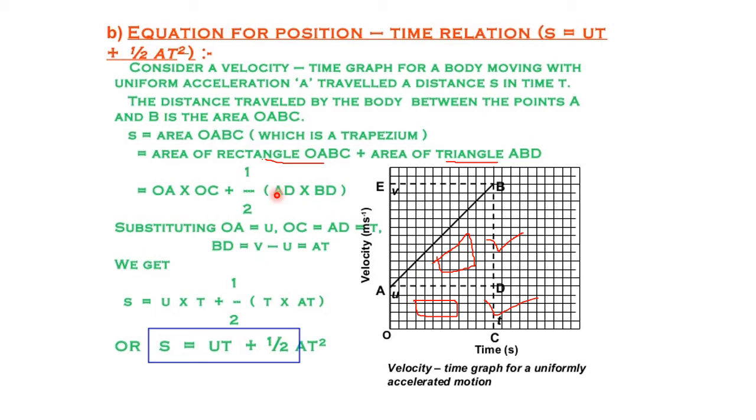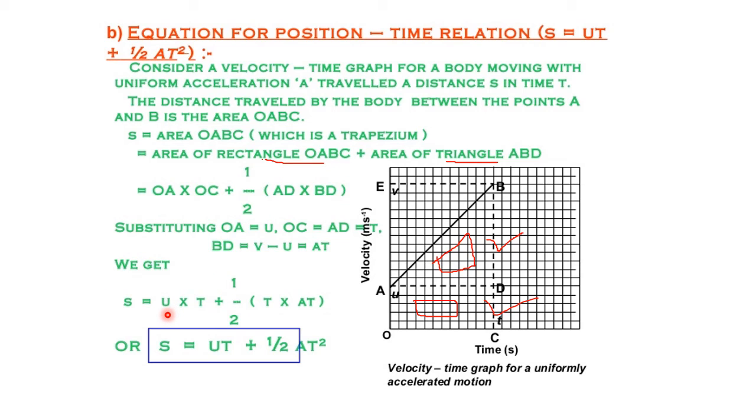So when we get all these things, now we are going to substitute it here. So S is equals to U. Instead of OA we are writing U, and then instead of OC we are writing T, plus half into, again here also what they have written.